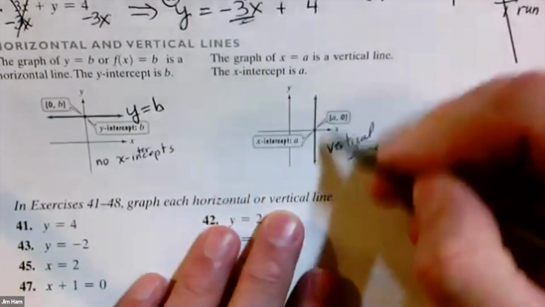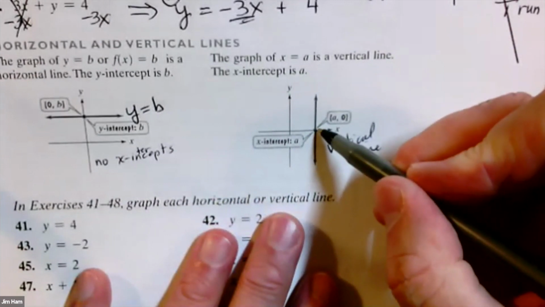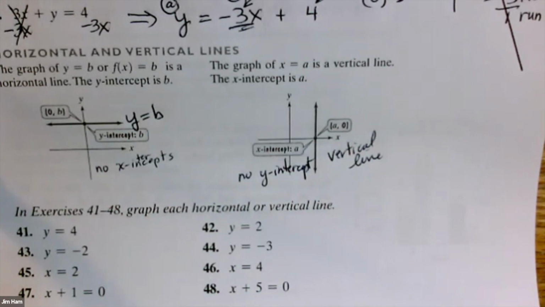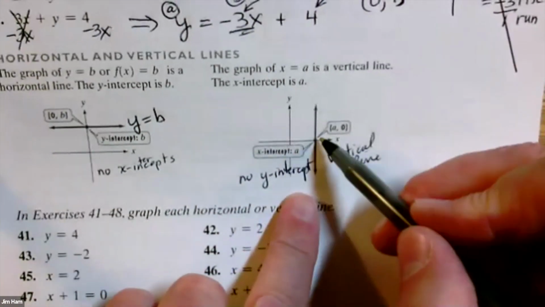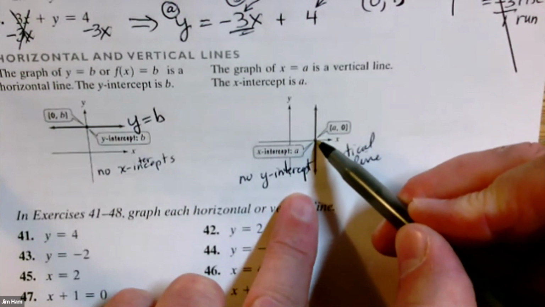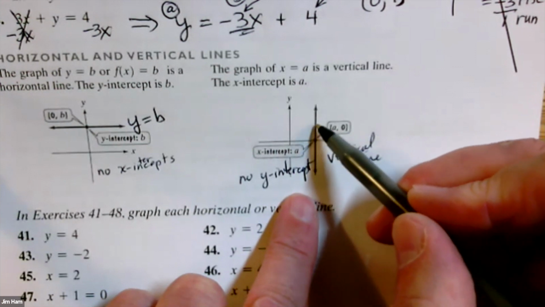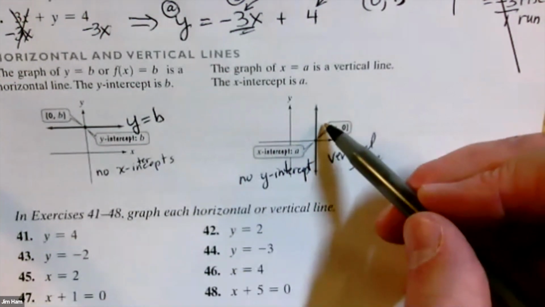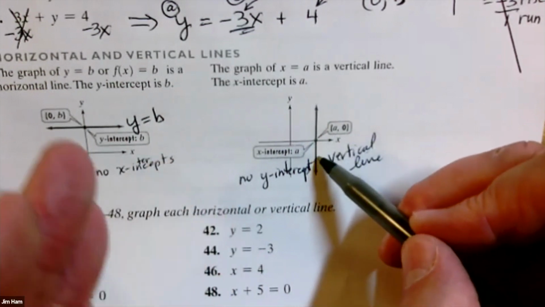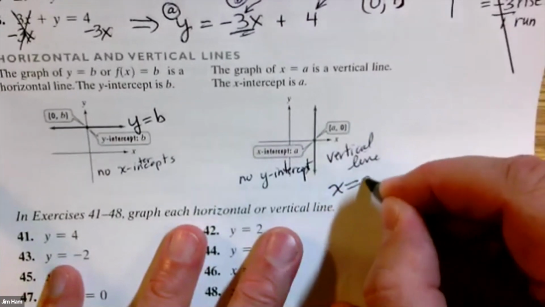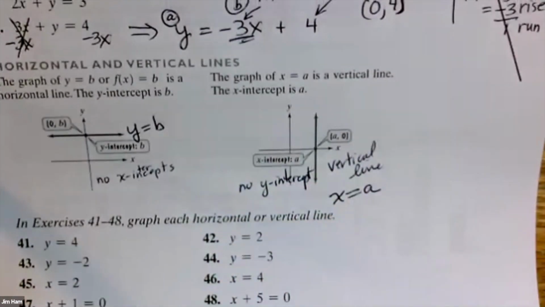Vertical lines go up and down like this. Notice it has an x-intercept, but usually no y-intercept. It's not going to cross the y-axis if it goes up and down, unless the line is the y-axis itself. Then it's got an infinite number of y-intercepts. If the x-coordinate of the x-intercept is a, then every other point on this line will begin a comma something: (a, 1), (a, 2), (a, 3), (a, -1), (a, -2), (a, -3), and so on. So the x-coordinate is a, and this is the equation of a vertical line.